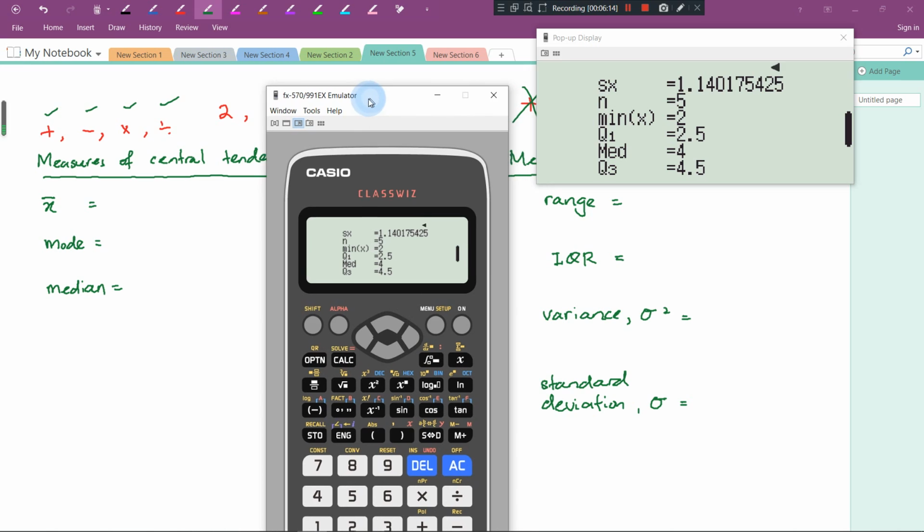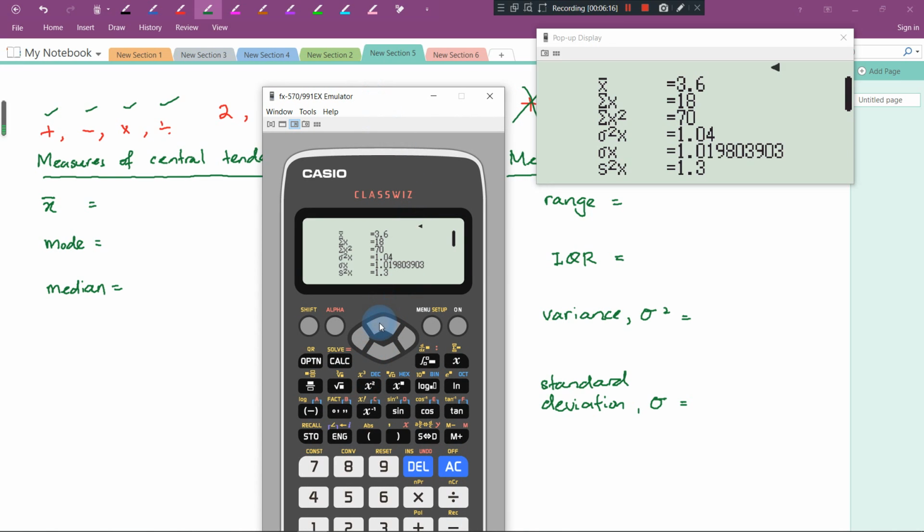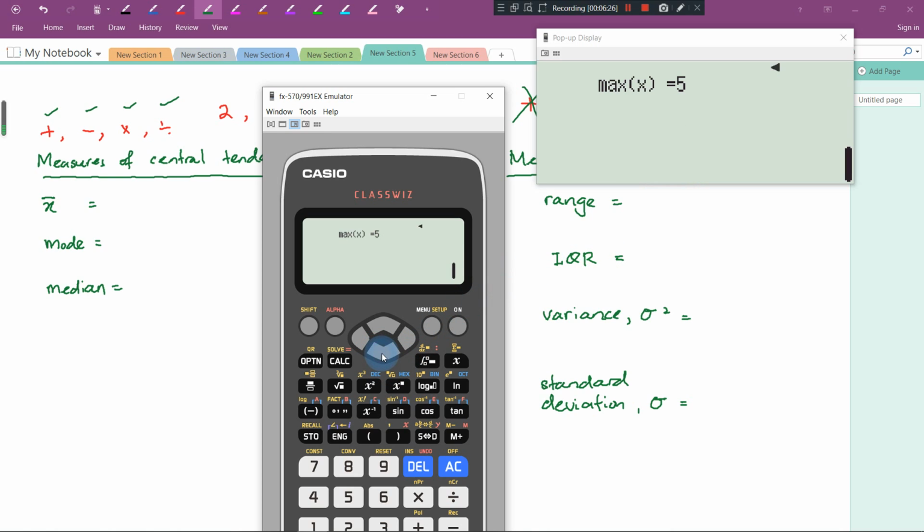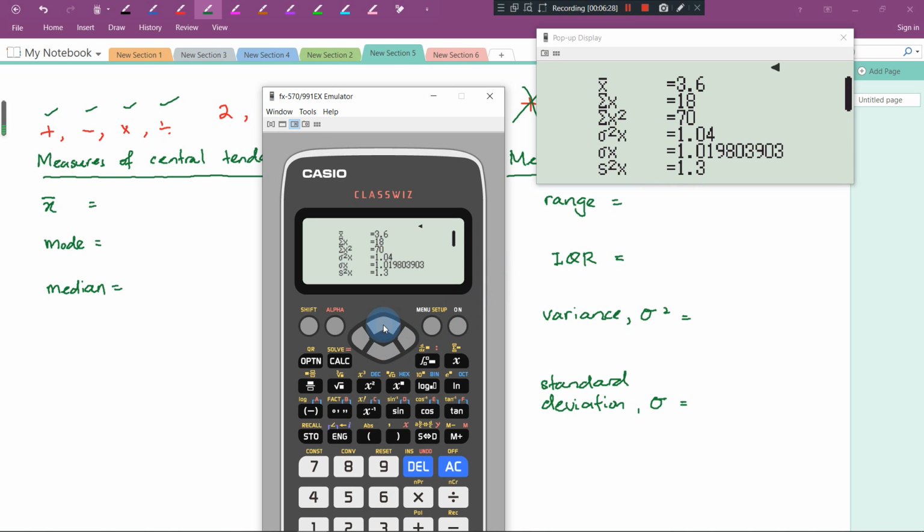For the interquartile range, we take the... this calculator is actually very convenient. It can show you the third quartile and the first quartile. You just take these 2 minus, you get the interquartile range. And then for the variance, 1.04. Standard deviation is 1.02, 1.0198.